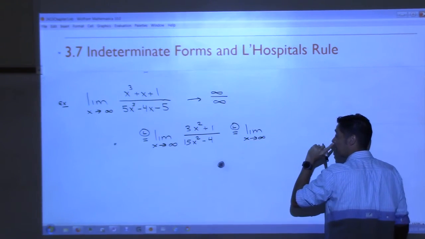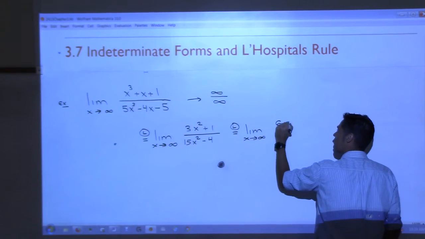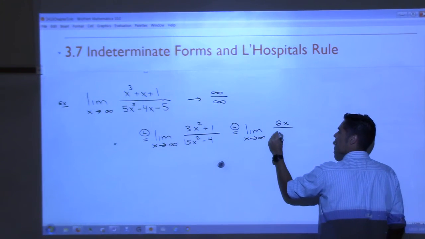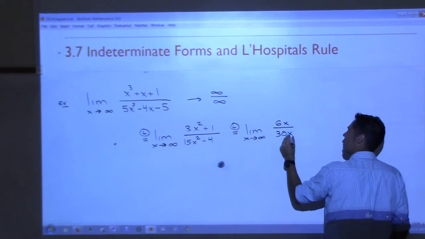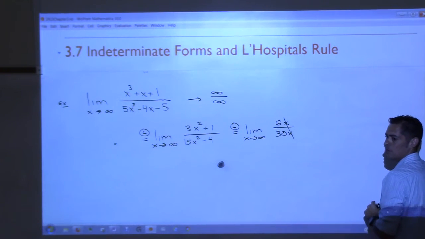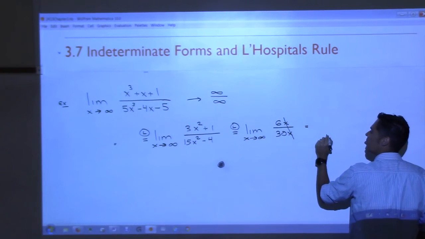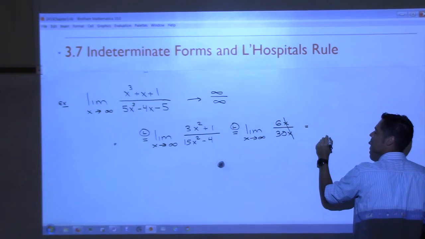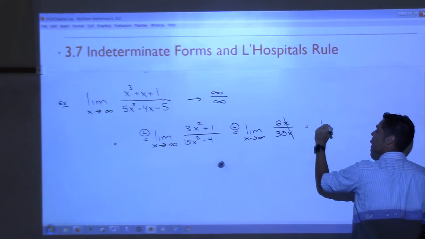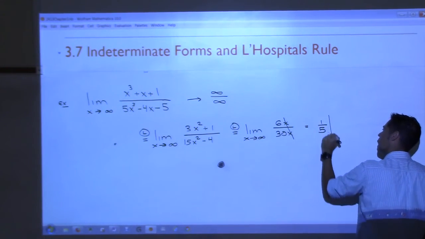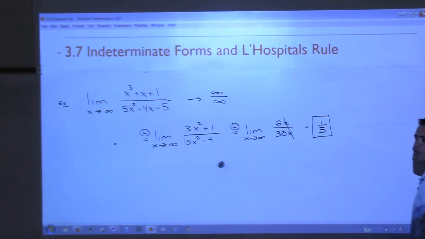And so the derivative of the top, 6x, derivative of the bottom, 30x. These x's cancel, and you just get 6 over 30, which is 1/5. 1/5.